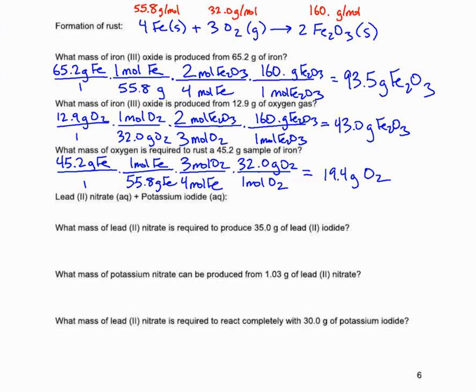Here we have our double replacement reaction. It is lead-2 nitrate, potassium iodide, and our products: solid lead-2 iodide and aqueous potassium nitrate. Balanced.